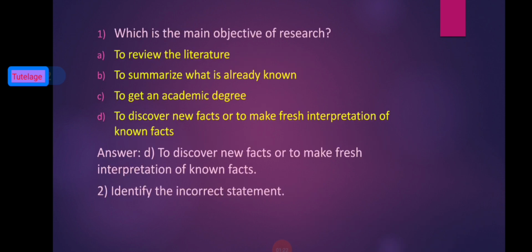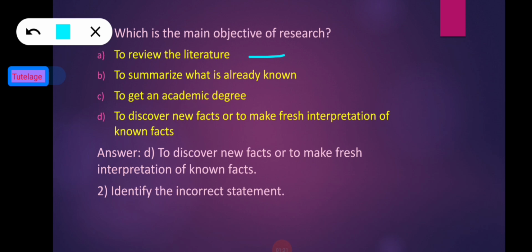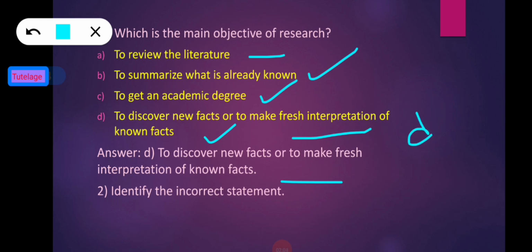So the first question is, which is the main objective of research? There are four options. The first option is to review the literature. Second option is to summarize what is already known. Third one is to get an academic degree. And the fourth one is to discover new facts or to make fresh interpretation of known facts. Research means to find something. So one of the most important objectives of research is option D, to discover new facts or to make fresh interpretation of known facts. So option D is the correct answer.